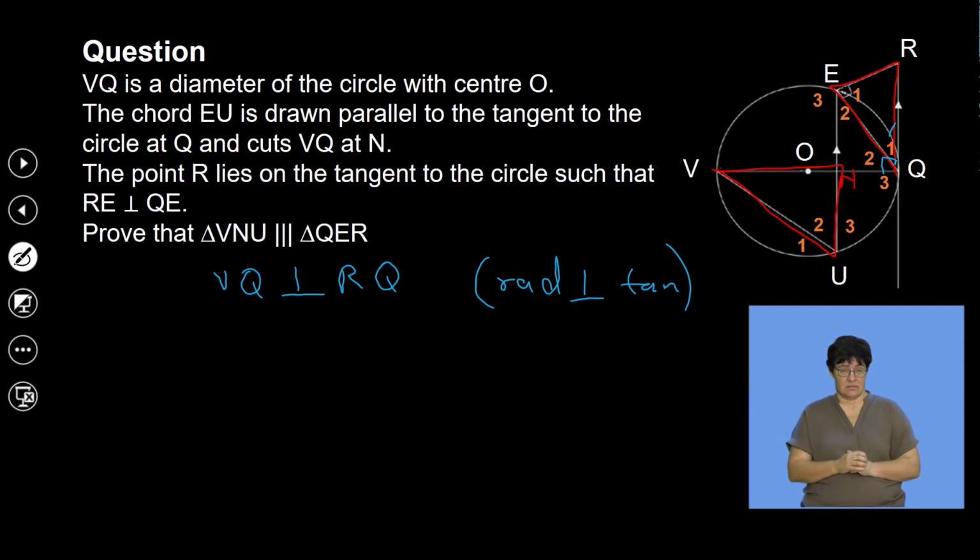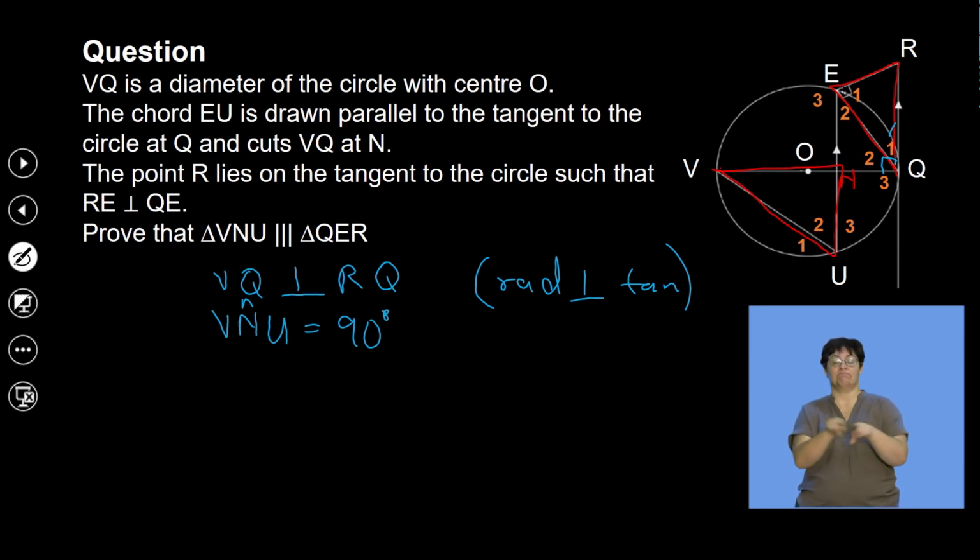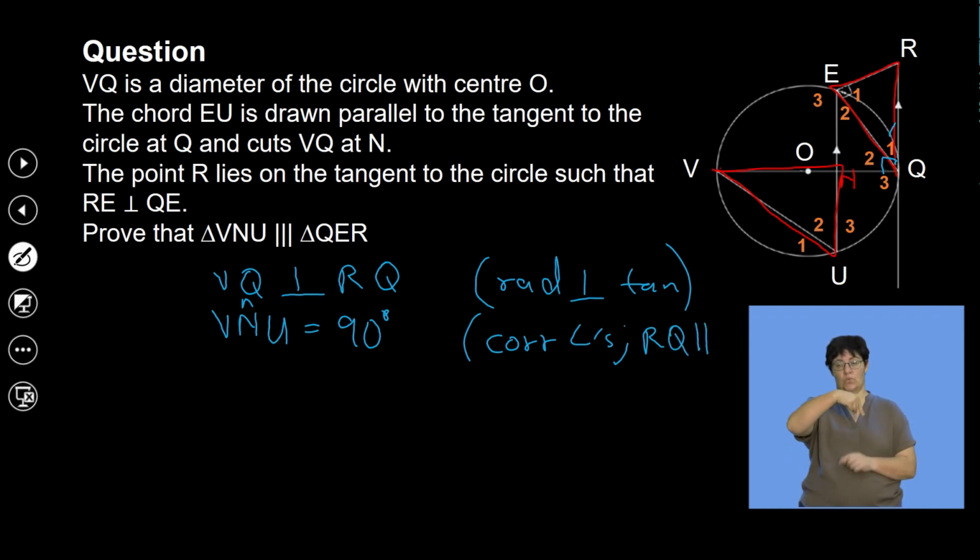And then from there, in that particular way of me saying that, I will know that my angle VNU is equal to 90 degrees, right? And why am I saying that? It will be because of corresponding angles, and that's because I was told that my RQ is parallel to EU.